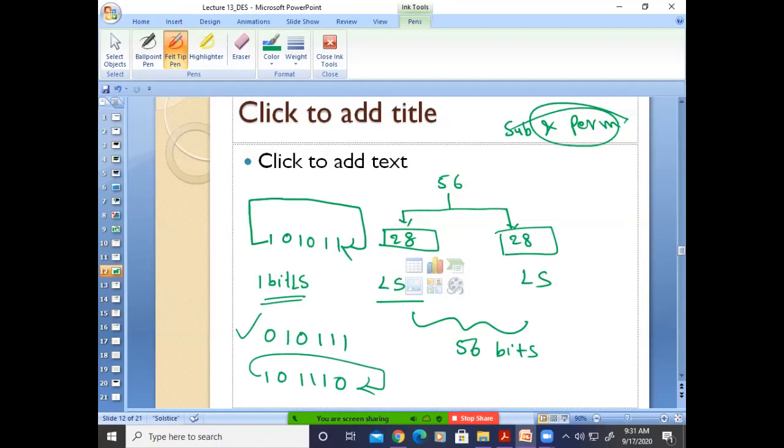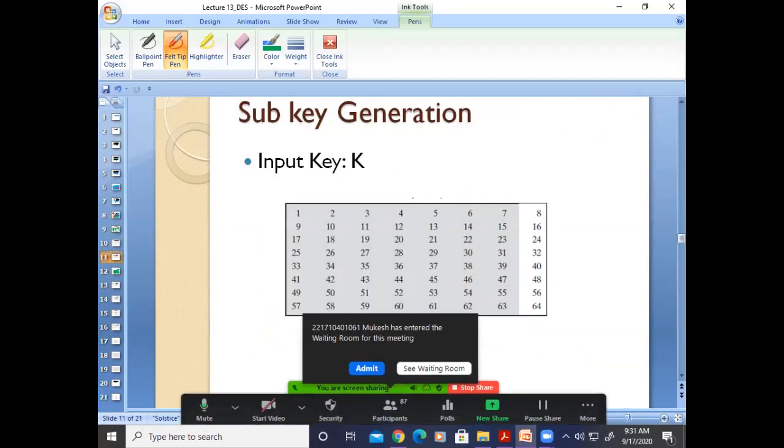This will be performed many times. Based on the rounds, either 1 bit will be rotated or 2 bits will be rotated. That table I will also give. Is this clear? So that is what is there here.